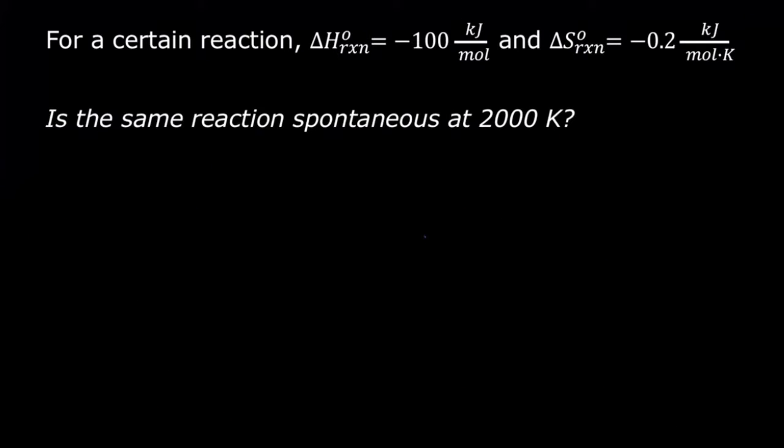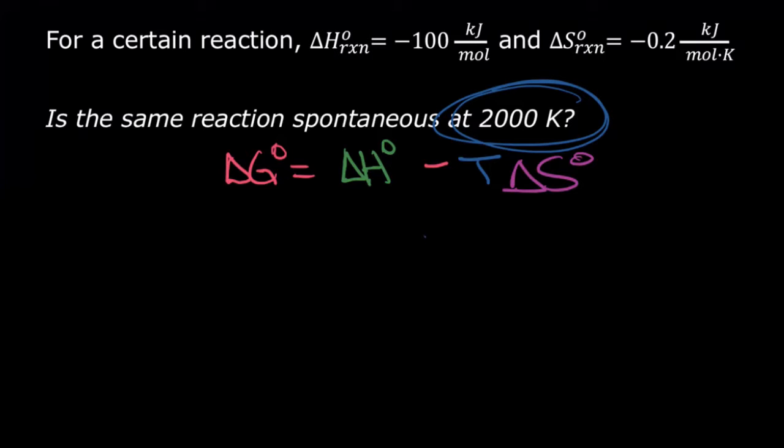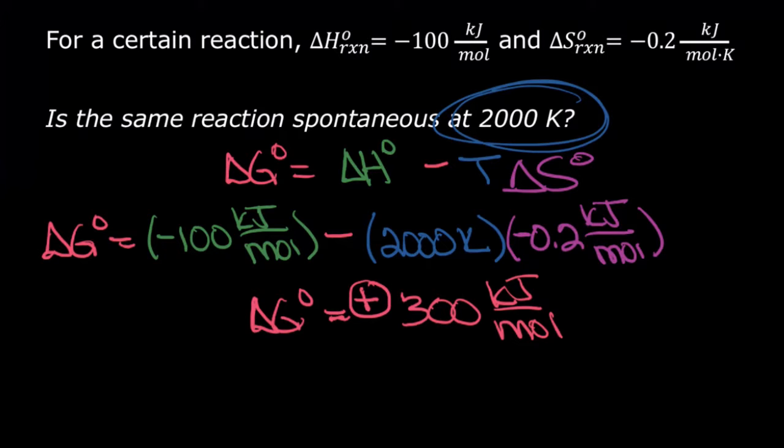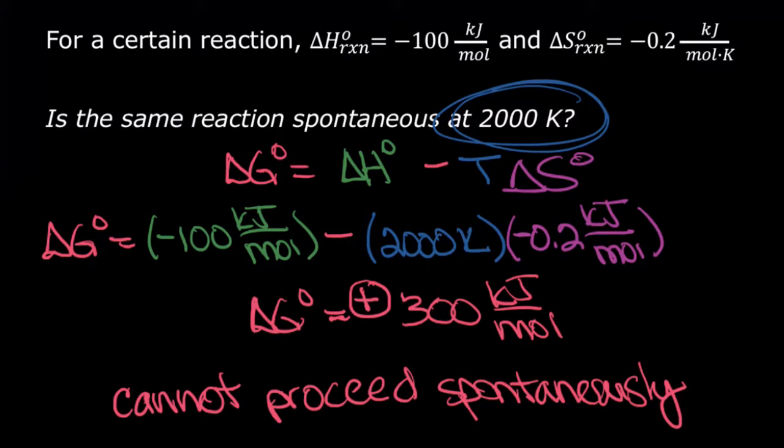Now let's take the same reaction, but this time we're going to run the reaction at 2000 degrees Kelvin instead of 200 degrees Kelvin, 10 times the temperature. Let's see if this changes anything. We start with our Gibbs free energy version of the second law of thermodynamics. Delta G equals delta H minus T delta S, just like before. And when we put in our numbers, the Gibbs free energy change is positive 300 kilojoules per mole. So this means that the reaction cannot proceed spontaneously.